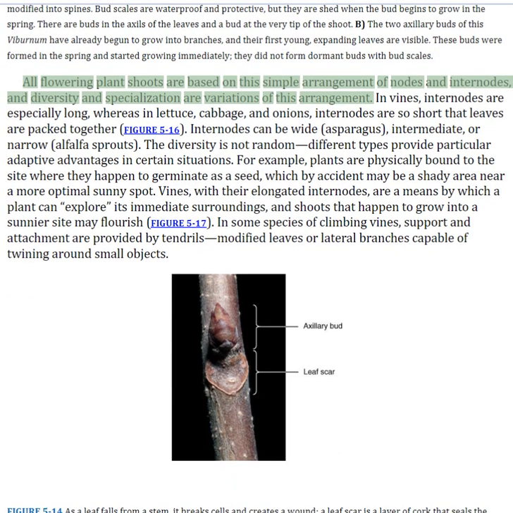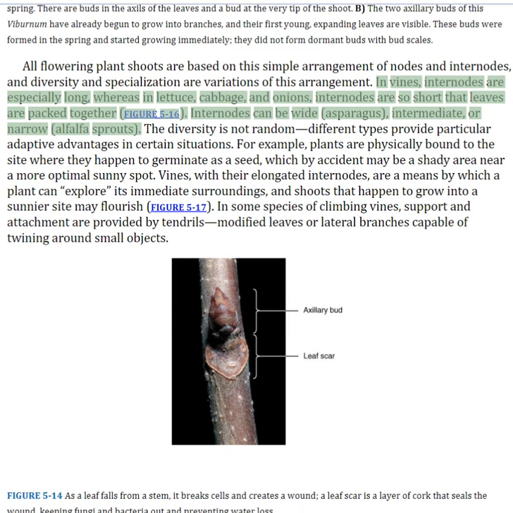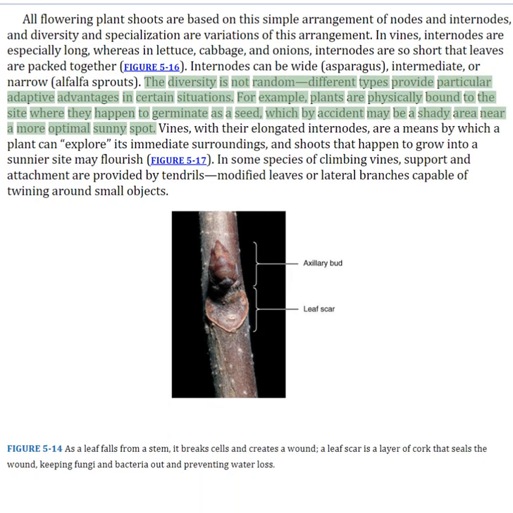All flowering plant shoots are based on this simple arrangement of nodes and internodes, and diversity and specialization are variations of this arrangement. In vines, internodes are especially long, whereas in lettuce, cabbage, and onions, internodes are so short that leaves are packed together. Internodes can be wide, intermediate, or narrow. The diversity is not random. Different types provide particular adaptive advantages in certain situations.